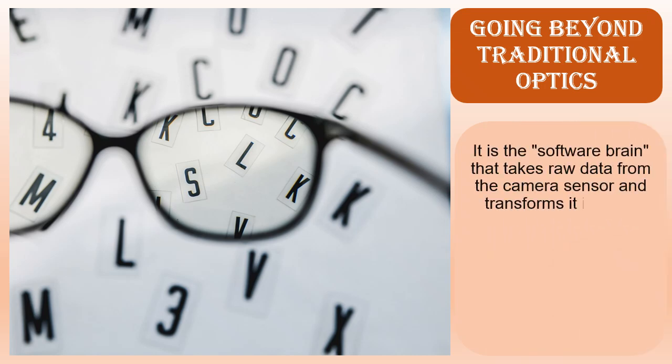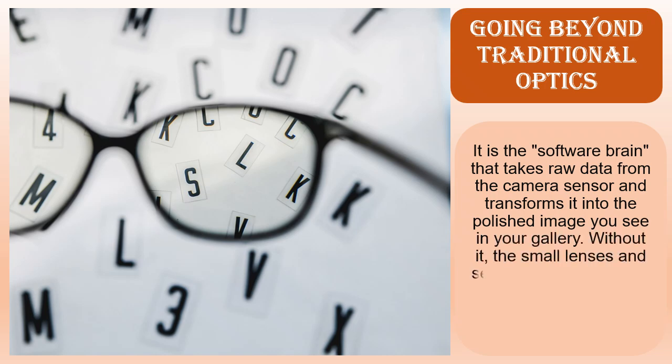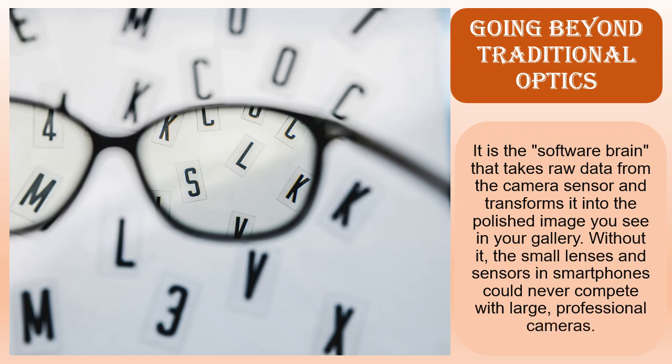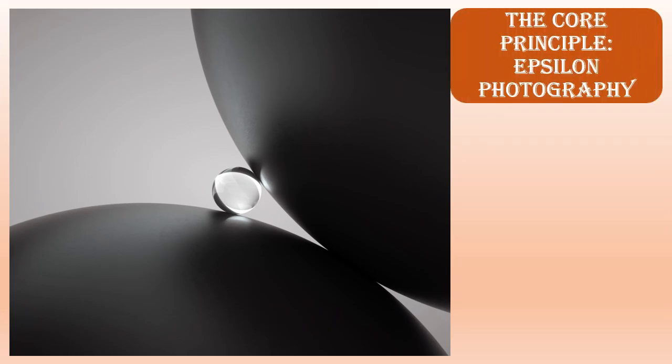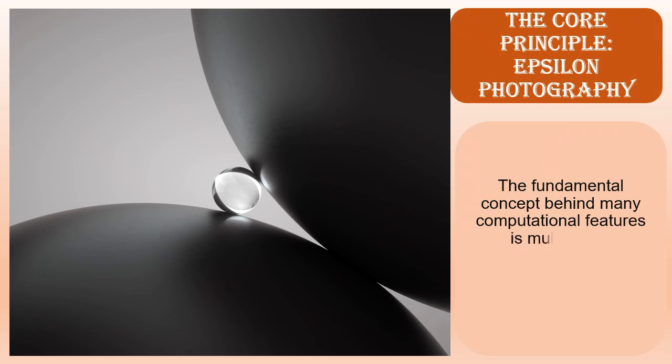Without it, the small lenses and sensors in smartphones could never compete with large, professional cameras. The core principle, Epsilon photography. The fundamental concept behind many computational features is multi-frame processing, sometimes called Epsilon photography.